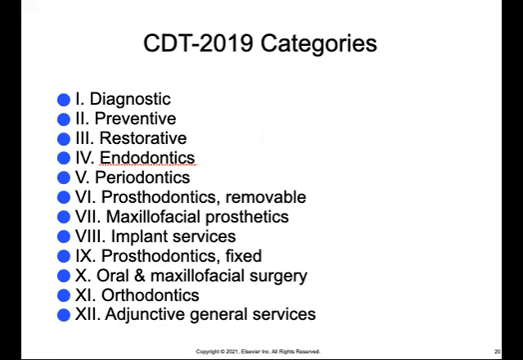The procedure codes are identified first by a 5-digit alphanumeric code. The first digit will be a D, which identifies a dental code. The second digit describes the type of category, which would be any of these 12 categories here. And the remaining digits describe the nature of the procedure code or service.